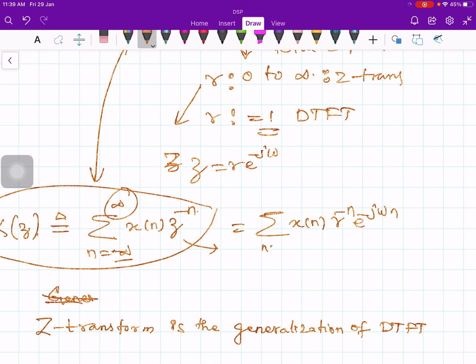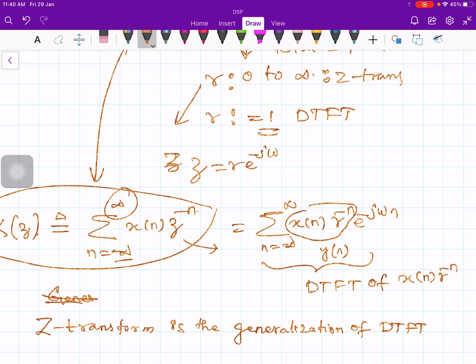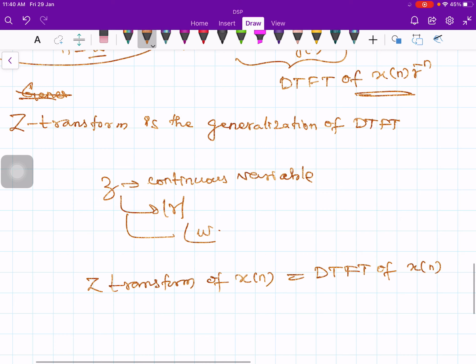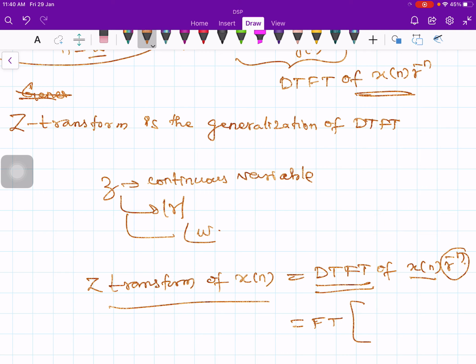The same Z transform I can write like this, and now let me call x of n times r to the minus n by some other name, y of n. So this is nothing but DTFT of not x of n but x of n multiplied by r to the minus n. So I can write the Z transform of x of n is equal to the discrete time Fourier transform of x of n multiplied by r to the minus n. Therefore the Z transform can also be looked at as the discrete time Fourier transform of the sequence x of n times r to the minus n. So this is another way of looking at it.